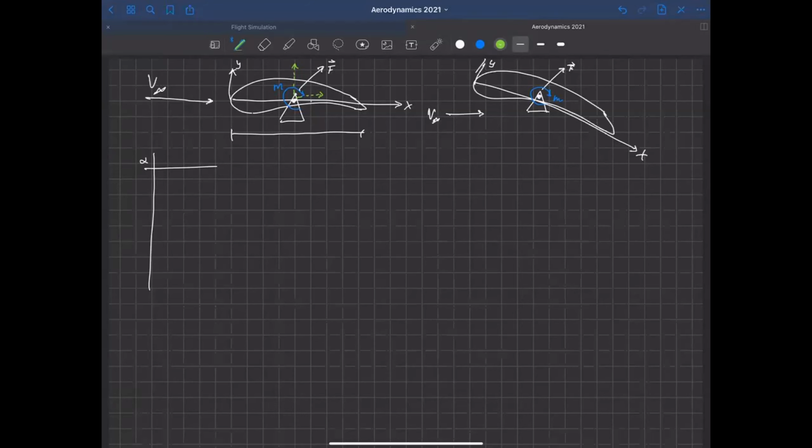Okay, we got one of them. The Y component is called the normal force. The X component is what we call the axial force. Now, it just so happens that at 0 degrees angle of attack, the axial force is right in line with V infinity.